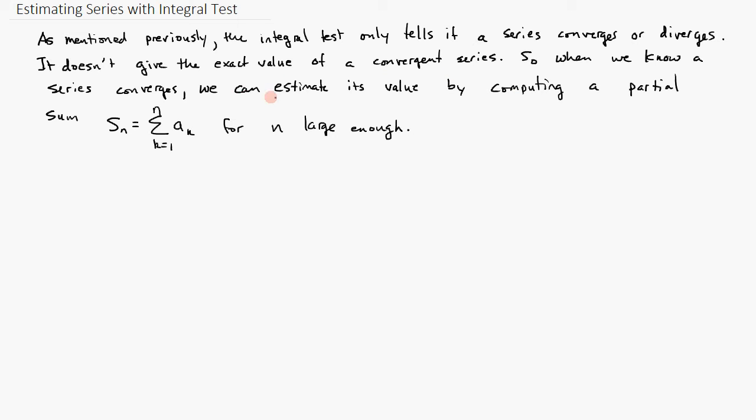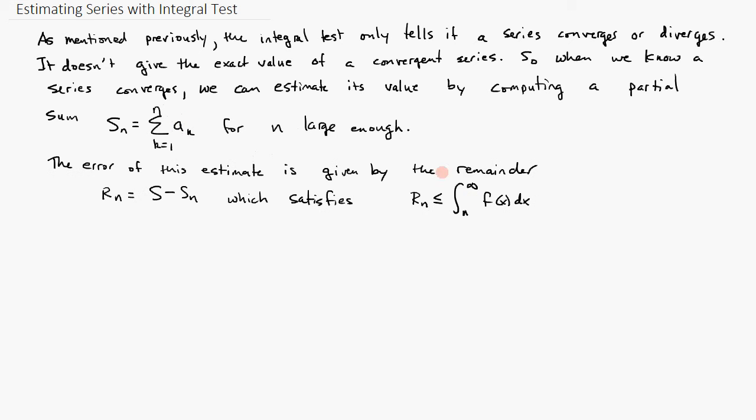The way we estimate the value is by computing a partial sum. As you add the first n terms of the series, and if you take n large enough, you get most of the value of the series. And then once we compute this estimate, we can find how much we're off from the actual value by computing the remainder.